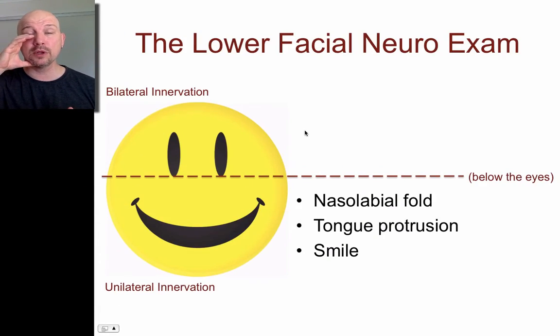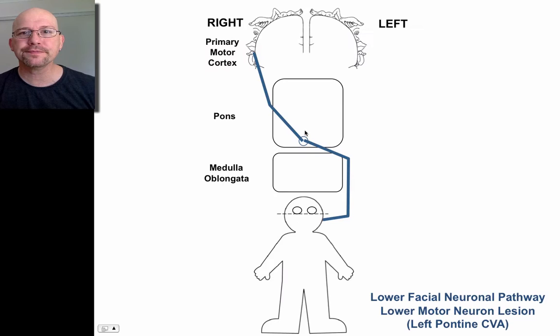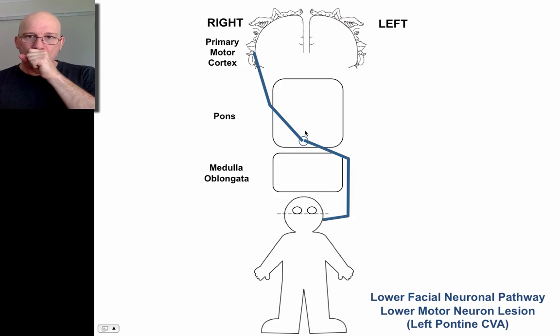So this is the first part of our focused neurological exam. We do above the eyes and we do below the eyes, and we realize where those feed back to in the primary motor cortex and which blood vessels feed that part of the primary motor cortex. Let's keep on going. So here we have the lower facial neuronal pathway, we have a lower motor neuron lesion, which means this part, the lower motor neuron lesion.